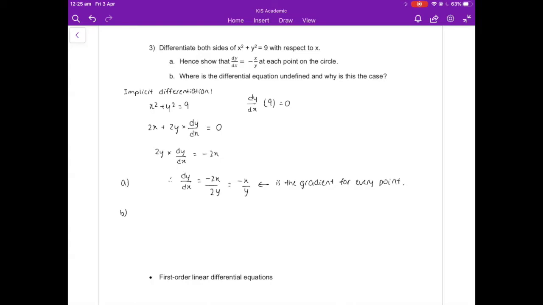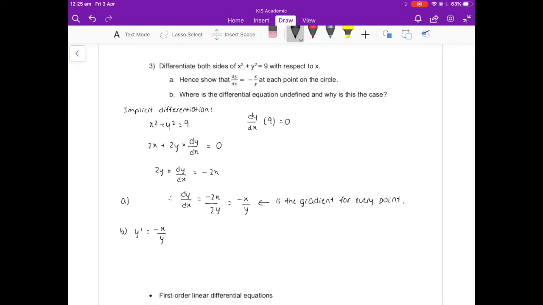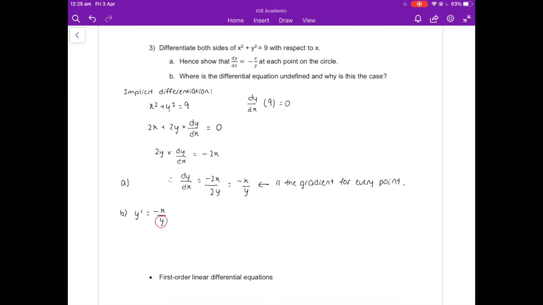Now for part B, where is the differential equation undefined and why is this the case? Okay, so this differential equation, we can write that as y' equals minus x over y. So when will this be undefined? Well, it'll be undefined when the denominator is 0, because that doesn't work if you put something over 0 in your calculator. So when the denominator equals 0, so when y equals 0.